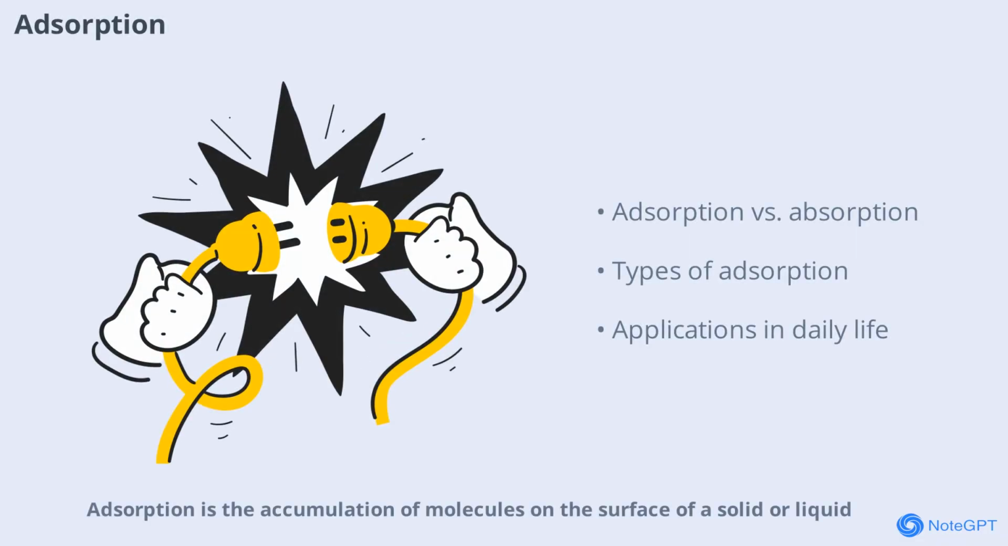Adsorption is the accumulation of molecules on the surface of a solid or liquid. We'll discuss the difference between adsorption and absorption, types of adsorption, physical and chemical, and the factors affecting adsorption. This concept is widely used in water purification, gas masks, and catalysis.